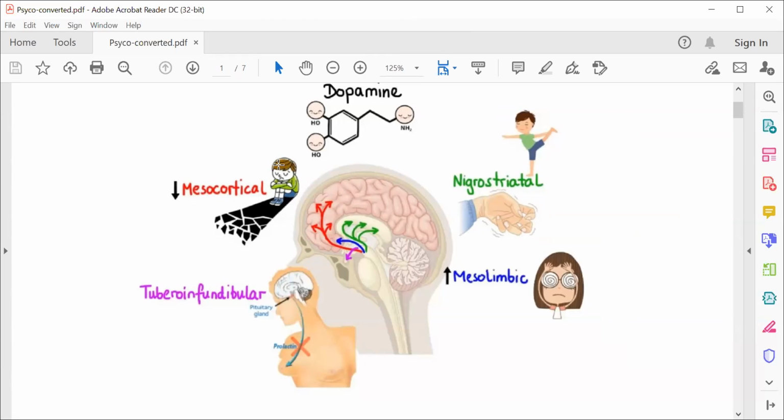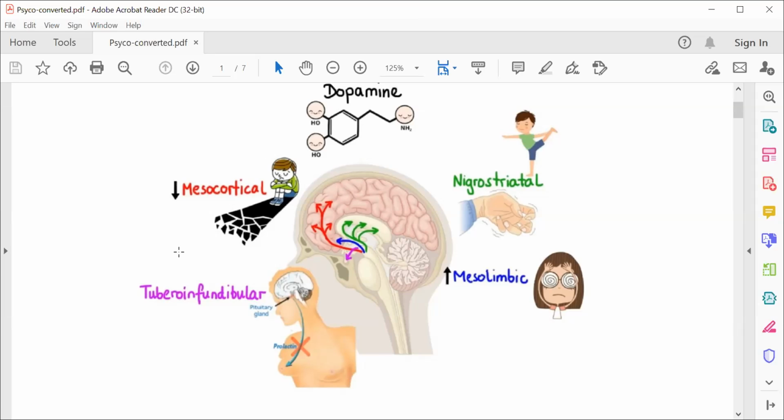Are you following with me now? Sorry, doctor, you said it's less. In mesocortical, you said dopamine is less. Yeah. When you take antipsychotic, it means it decreases the dopamine even more. Exactly. Which means more negative symptoms, like low mood and depression.